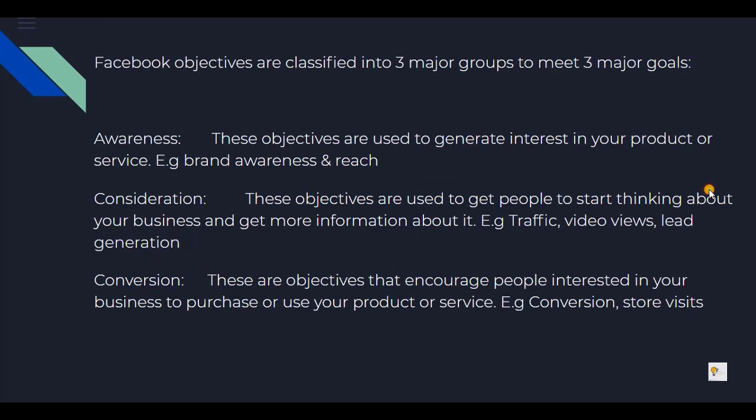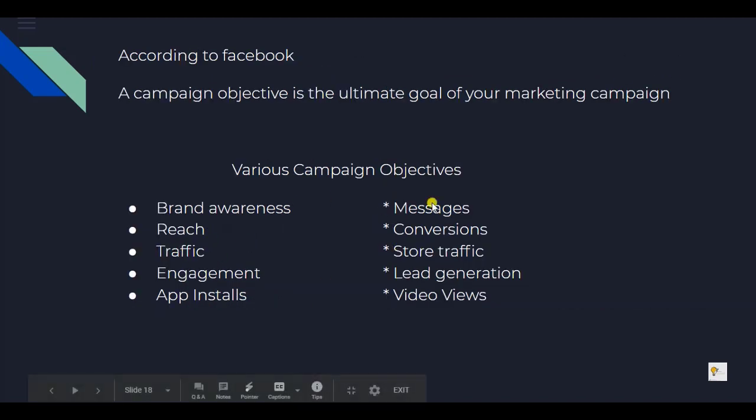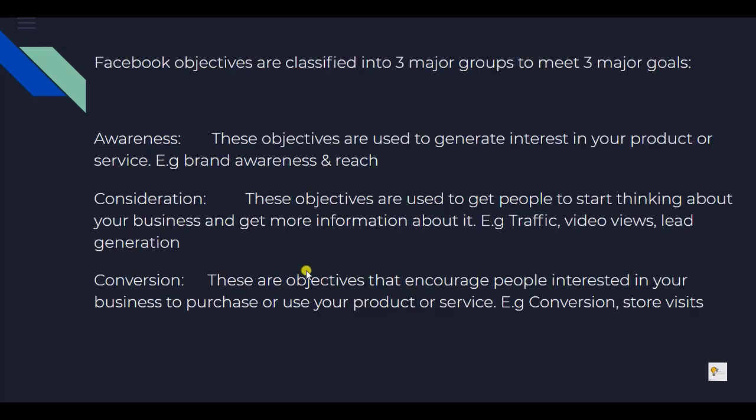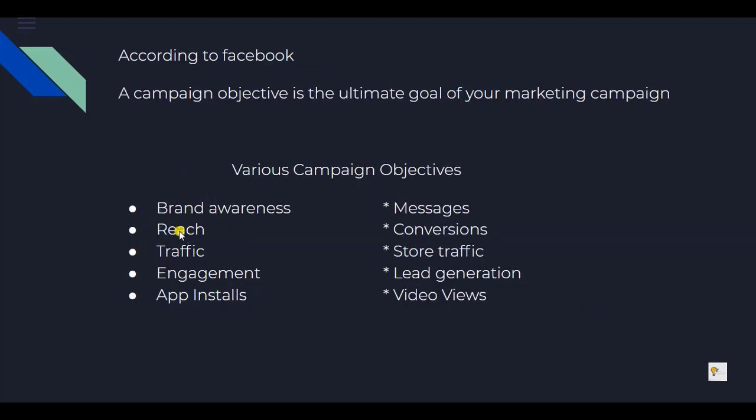First of all, we still have one more slide here. Facebook objectives are classified into 3 major groups to meet 3 major goals. That is to say that everything we have here is classified into 3. Let's check them out. 1, awareness. This objective is used to generate interest in your product or service. So when you are running an ad and you want to create awareness in the market, not necessarily to sell, you use brand awareness or you use reach. We are still going to see how it looks on the Facebook platform itself, on the business manager.